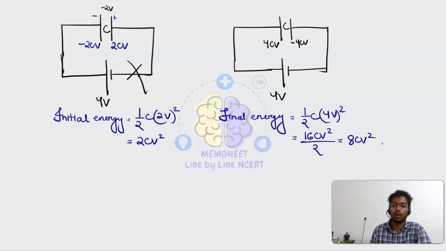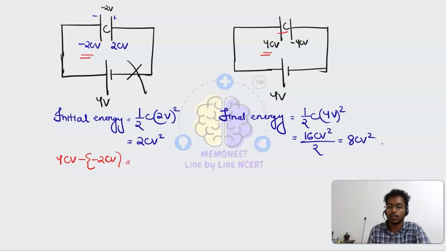Now let's find out. We have here minus 2CV, here 4CV. So how much charge has this plate collected? We have 4CV at the final condition. At the initial condition, we have minus 2CV. So how much charge has it collected? It means 6CV charge this plate has collected.